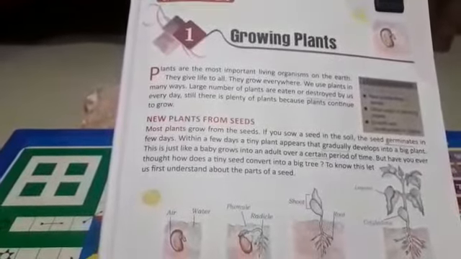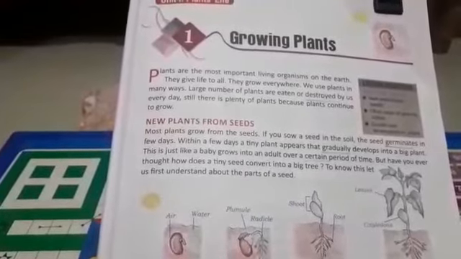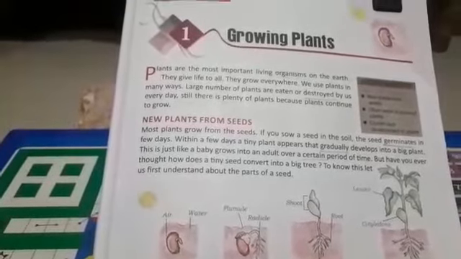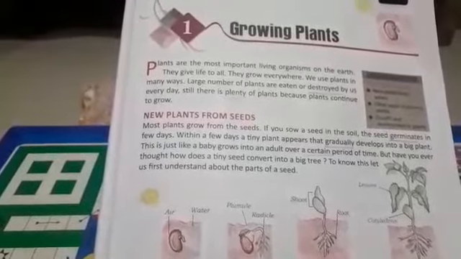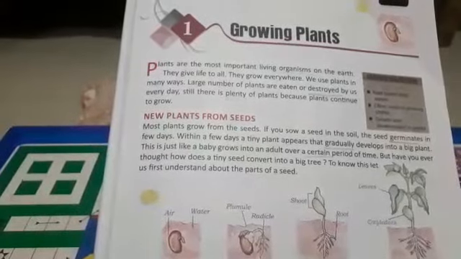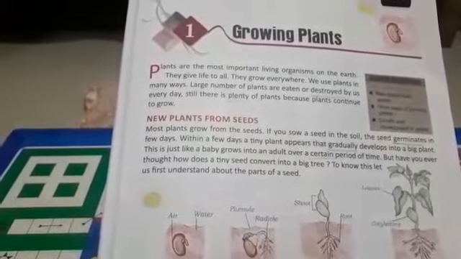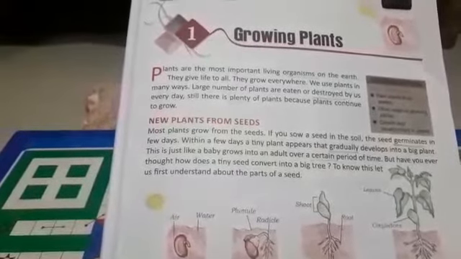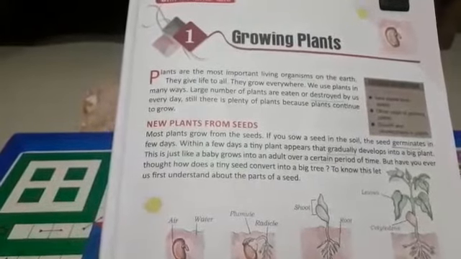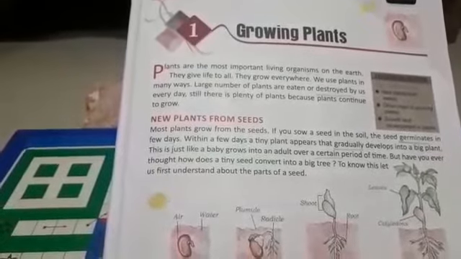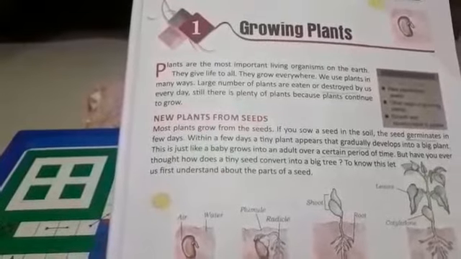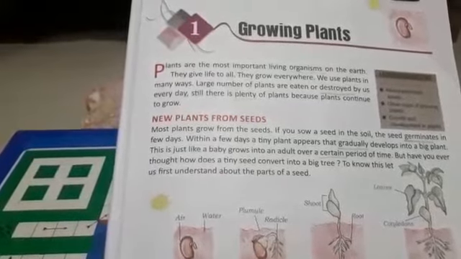We all know that plants are considered as the most important living organisms on the earth. Why are plants considered the most important living organisms on the earth? Because they give us life. How do they give us life? It gives us life because it gives us oxygen, fruits, vegetables, timber, and many more.